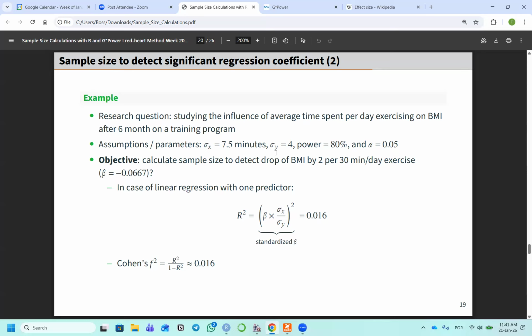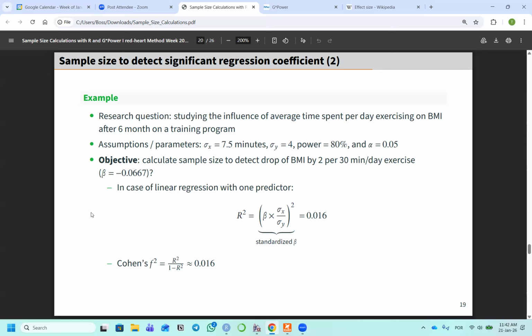So I do have beta. I'm dealing with beta, not R square here. So I have to do some transformation before I run to my G Power or maybe my R. Actually, you can also use SAS or other available software. Using R or G Power is not a must.